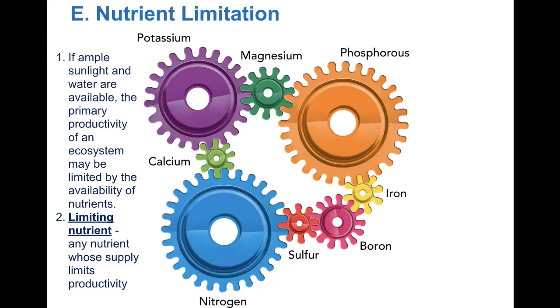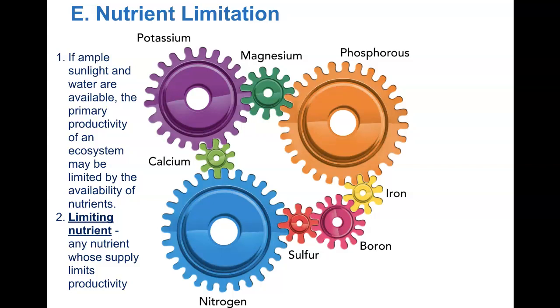Nutrient limitation. One important characteristic of an ecosystem is its primary productivity, the rate at which primary producers create new organic material. If ample sunlight and water are available, the primary productivity of an ecosystem may be limited by the availability of nutrients. If even a single essential nutrient is in short supply, primary productivity will be limited. If any nutrient is in short supply, if any gear sticks, the productivity of an entire food web can be limited. Any nutrient whose supply limits productivity is called a limiting nutrient.